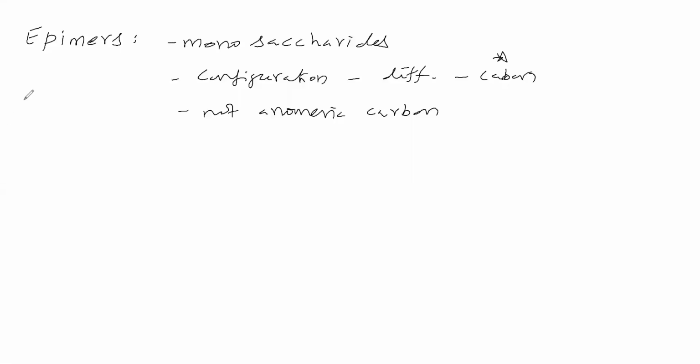Now we are taking glucose for these chemical properties. First one, this glucose reduces Tollens reagent.